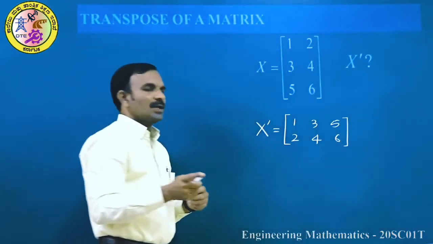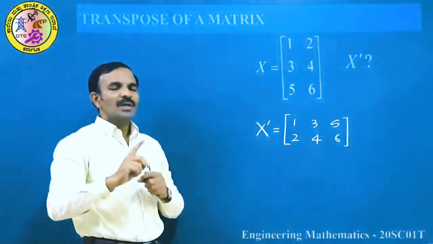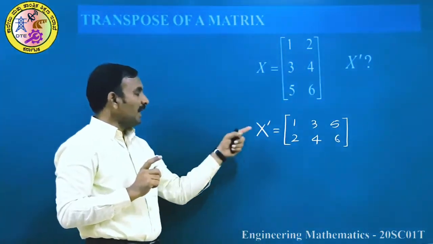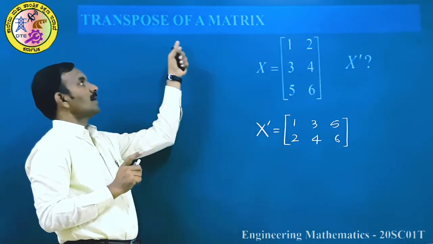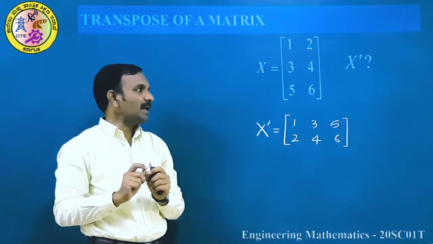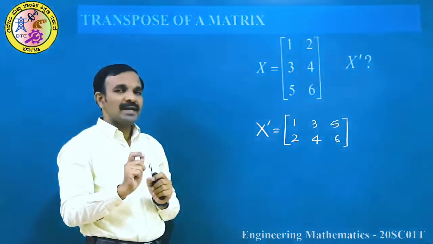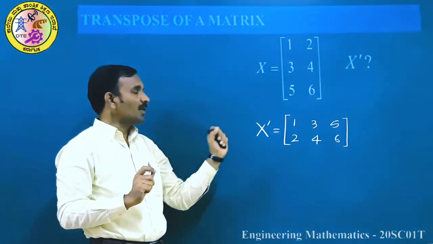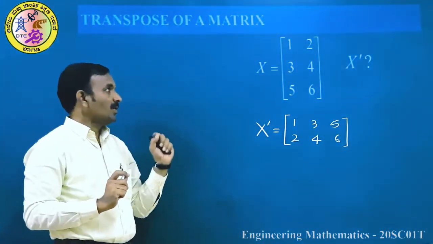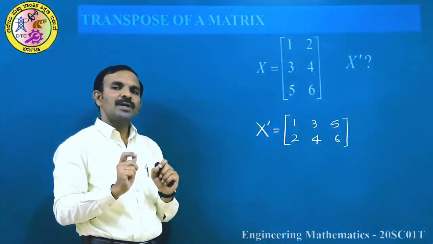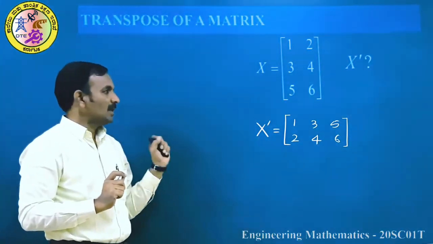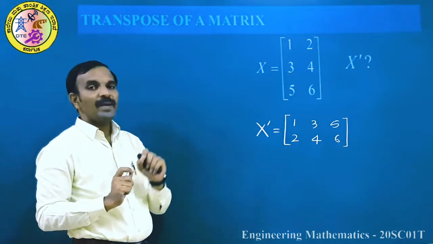You have to change columns into rows or rows into columns, either one. Then that obtained matrix is called what? The transpose of the given matrix. Then what is the transpose of a matrix? If x is a matrix, then its transpose is denoted by x dash and is obtained by changing rows into columns or columns into rows. This is the definition of the transpose of a matrix.